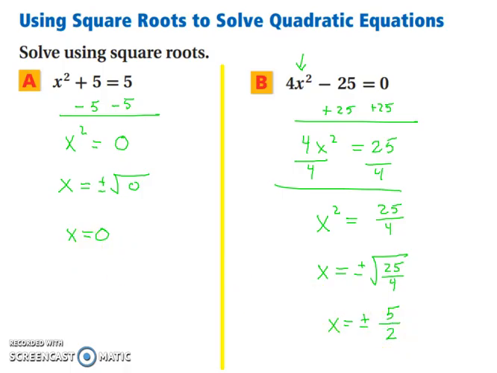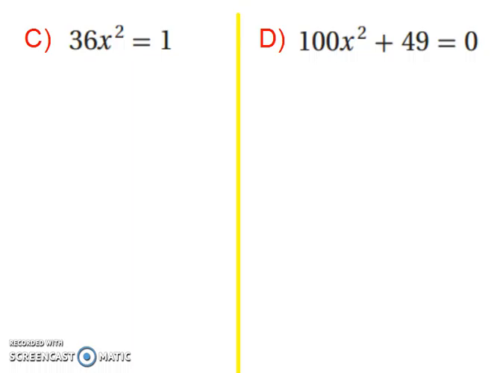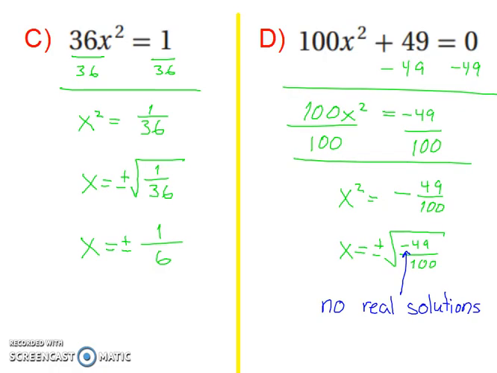Take a moment and pause the video and try these next 2 on your own. When you return to the video, the answer for both will be revealed. And there you have it.